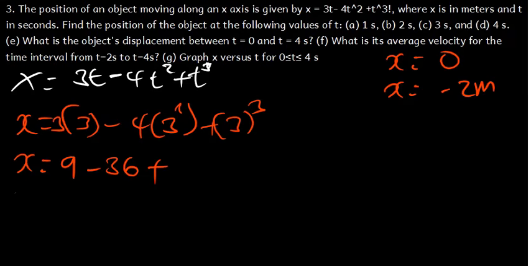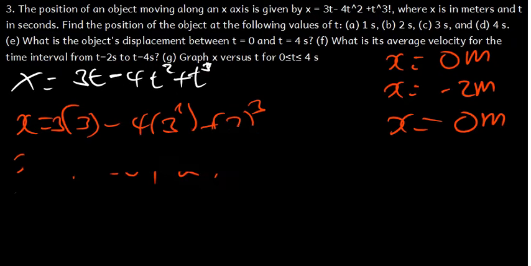Then plus, what else do we have? We have 3 raised to the power 3. So 3 raised to the power 3 is 27. So we have our 27 here. So what is 9 minus 36 plus 27? It's giving me 0. So this one is also giving us 0 meters.